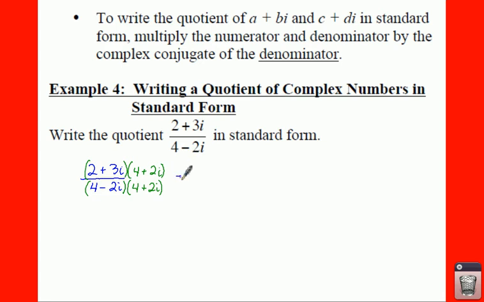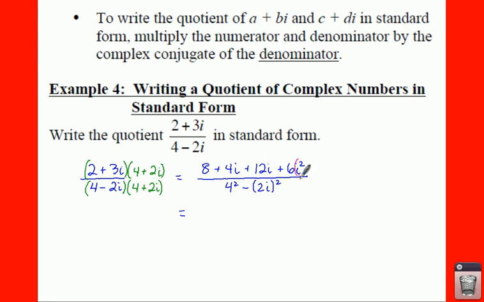If it was like a 5 plus 7i, then you'd have to multiply both top and bottom by a 5 minus 7i. So if you go ahead and FOIL these, 2 times 4 gives you 8, plus 4i plus 12i plus 6i squared, all over 4 squared minus 2i squared. And then we can simplify this.